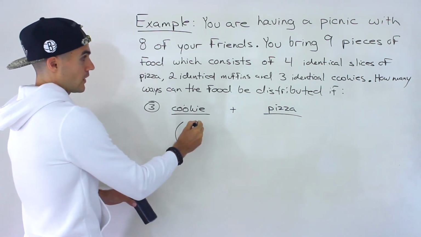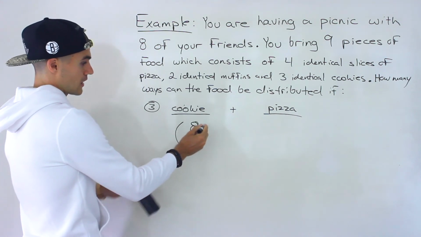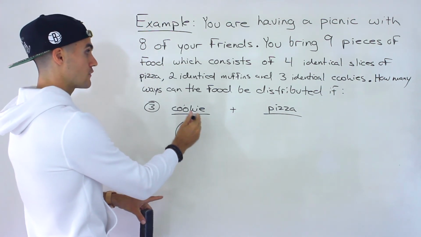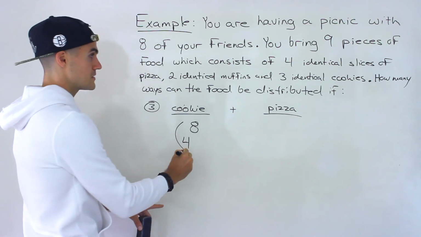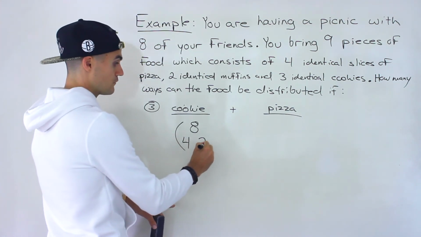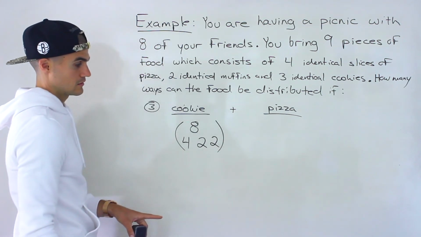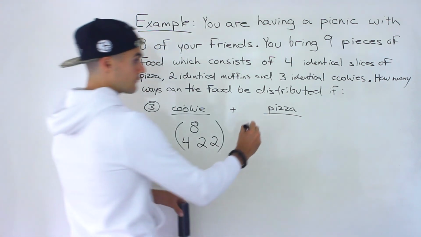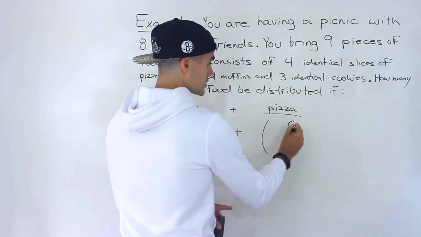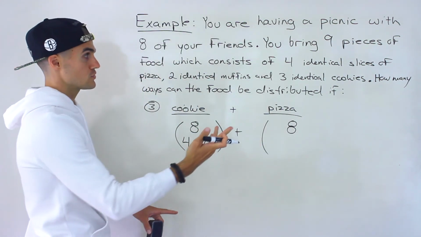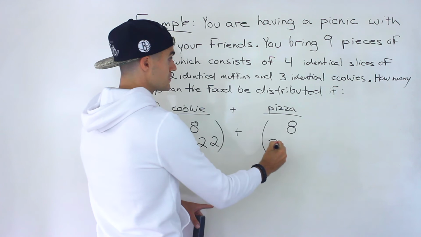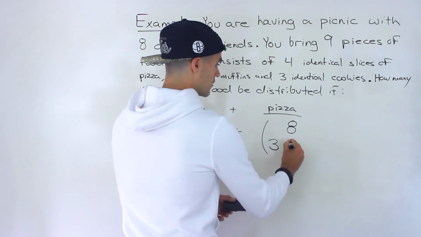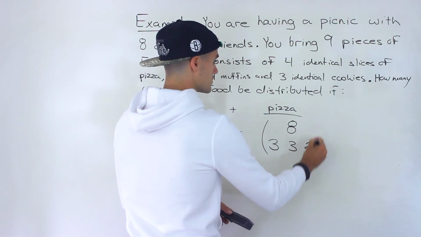And this would end up being what? 8 factorial, or we're going to put the multinomial coefficient first. So we're going to have 8 up here. You're going to have a cookie, so there's still going to be 4 slices of pizza left. There's going to be 2 muffins still, and then there's going to be 2 cookies left, right? And then you're having the other cookie. Now, if you have a slice of pizza, there's still 8 friends to distribute the remaining food to, but now there's going to be 3 slices of pizza left. There's still going to be 2 muffins. There's still going to be 3 cookies. Let's put this in order, actually. 3, 3, and then 2.